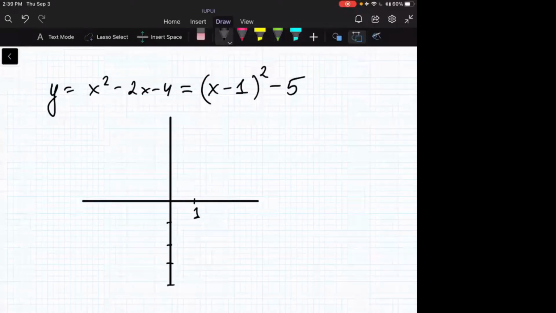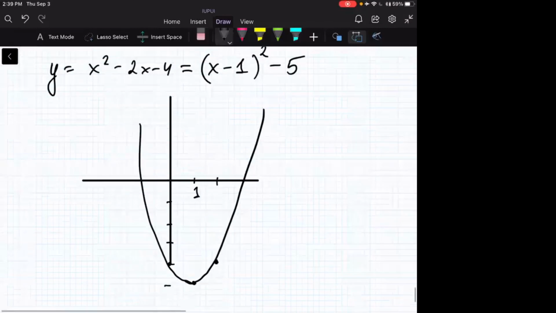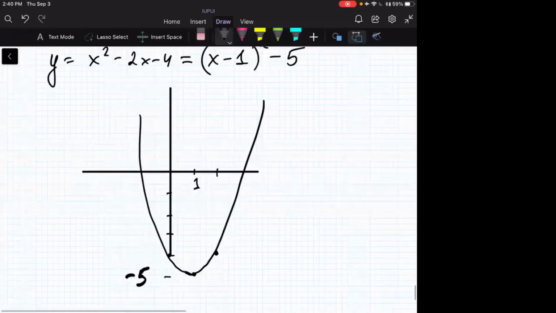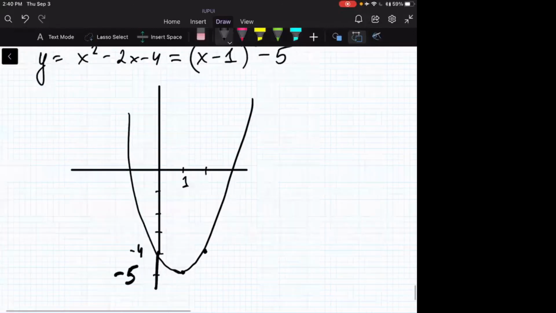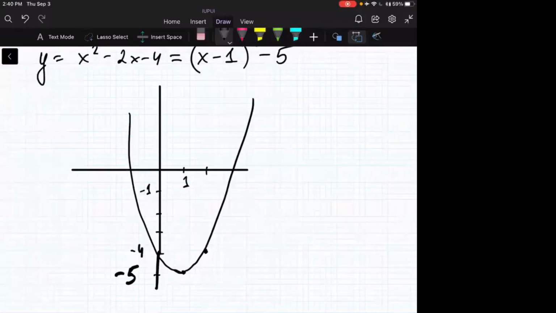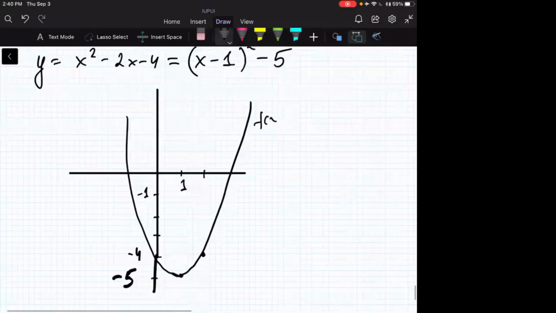Say here 1, 2, 3, 4, 5. So the graph looks like this. This is minus 5. And this is minus 4, minus 3, and so on. This is minus 1. So this is a graph of my function.